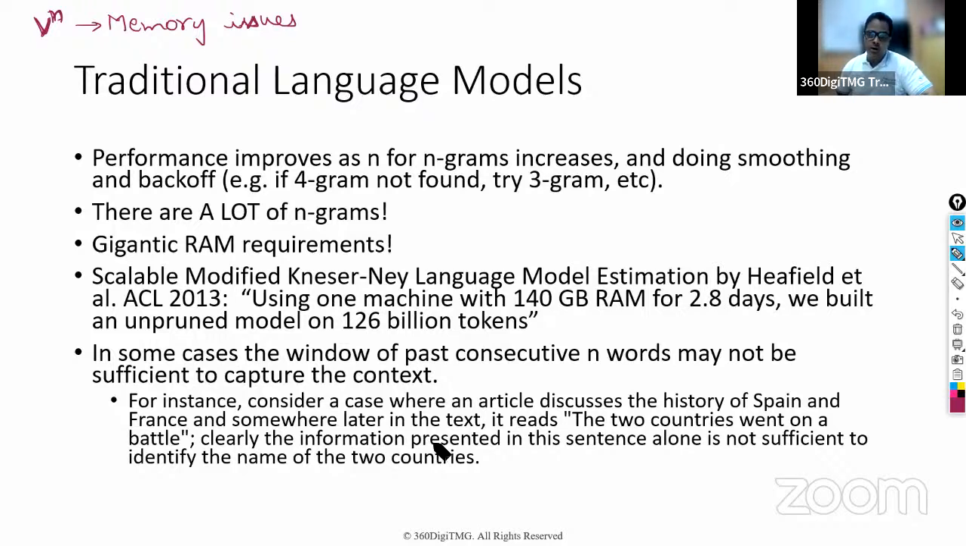And another drawback is storing the words in memory. For example, say you're reading a history book. Say in that history book, it is written that Spain and France went on a war. And somewhere in a subsequent sentence, if it is written as "the two countries," then here "the two countries" refers to Spain and France.